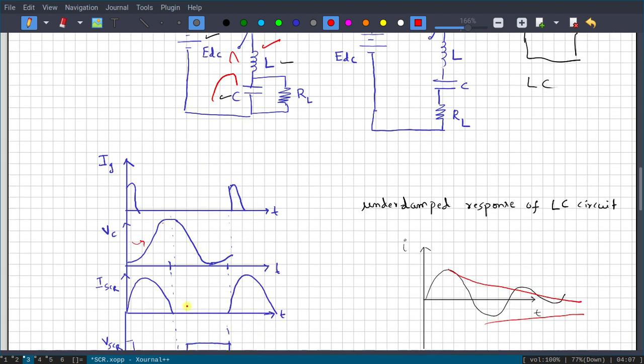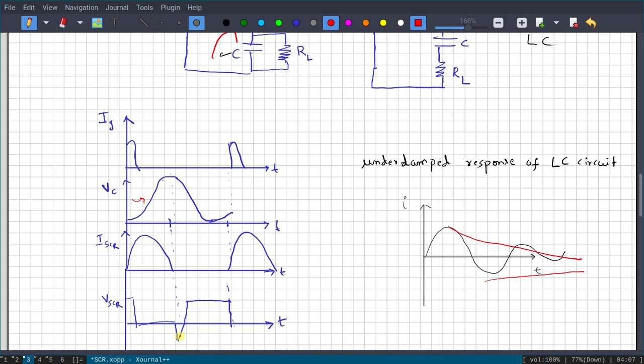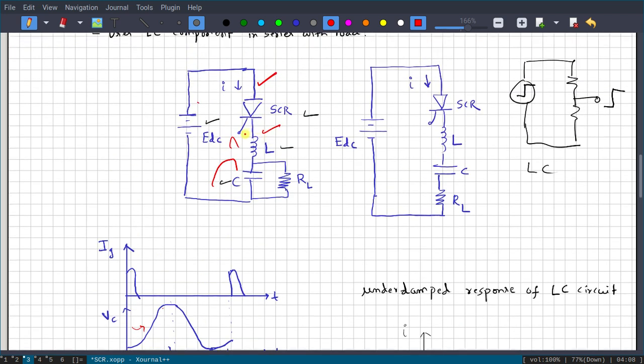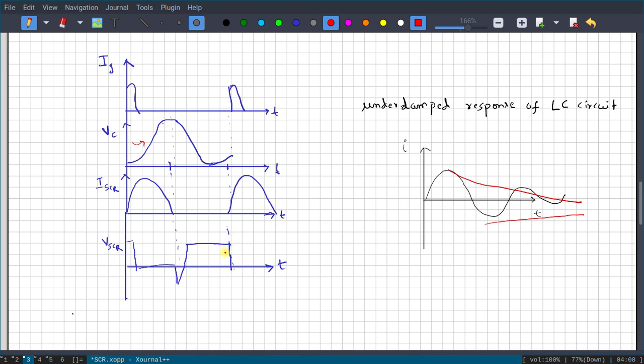When it stops conducting, you can see there is no current flowing through the SCR, and the voltage across the SCR will be high, because it acts like an open circuit. So VSCR will be nothing but the V in. The voltage across the SCR is nothing but the EDC itself. So here you don't get any current, and whatever input voltage you have given, the same voltage you will get. Again, if you trigger the circuit, the same thing repeats.